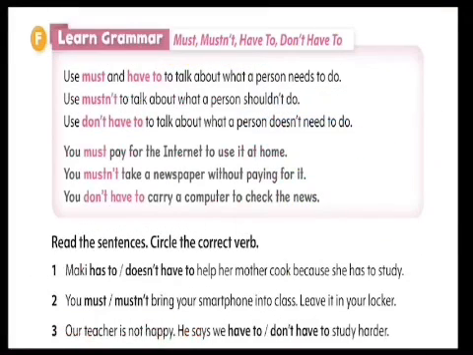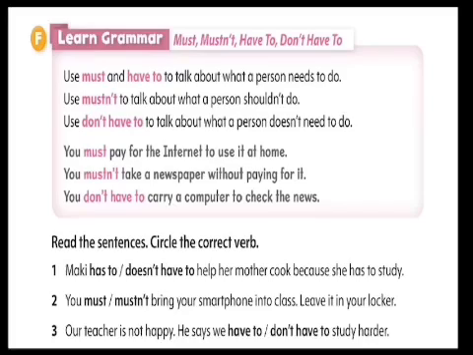Let's move to the box. Let's read it together. Learn grammar. Must, mustn't, have to, and don't have to. Use must and have to talk about what a person needs to do. Use mustn't to talk about what a person shouldn't do. Use don't have to talk about what a person doesn't need to do. So it's like a revision of what we studied. Let's have examples. You must pay for the internet to use it at home. So you need to pay for the internet, because if you don't pay, you will not use it at home. You mustn't take a newspaper without paying for it. You shouldn't do this. You don't have to carry a computer to check the news. So I can do it, but if I don't want, I don't have to.